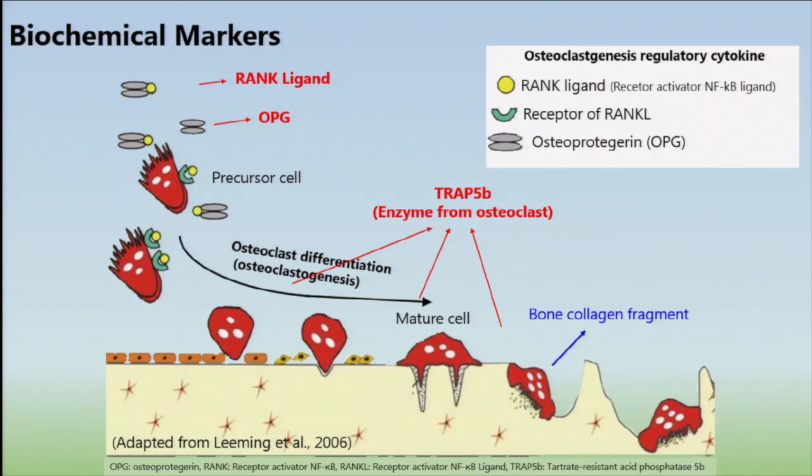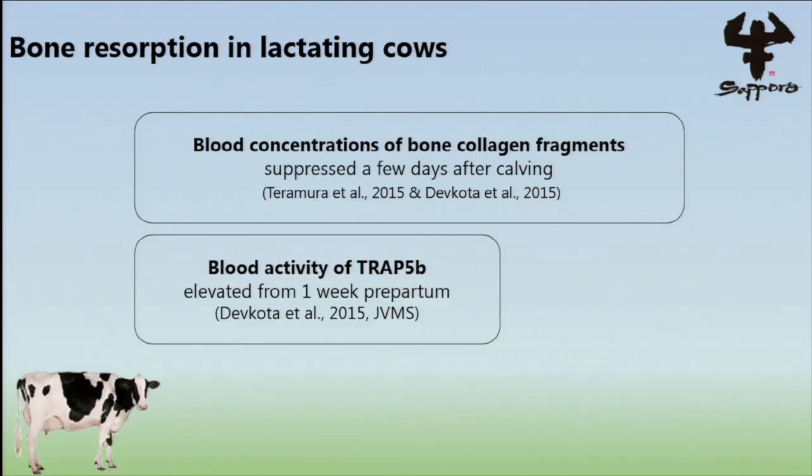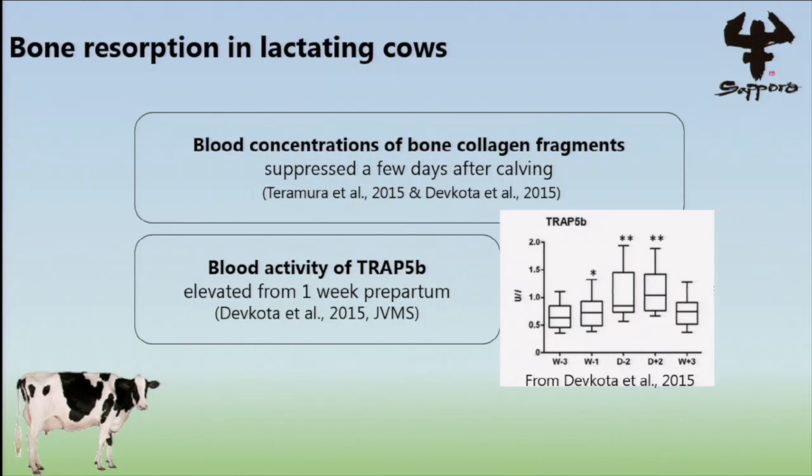Additionally, bone collagen fragment is released as a result of bone resorption, and it's used as a bone resorption marker in several studies in human medicine or veterinary medicine. Now I share with you some research discussing the bone resorption in lactating cows. Some studies said blood concentration of bone collagen fragments was suppressed for a few days after calving. On the other hand, we recently found the blood activity of TRAP5B elevated from 1 week before calving.